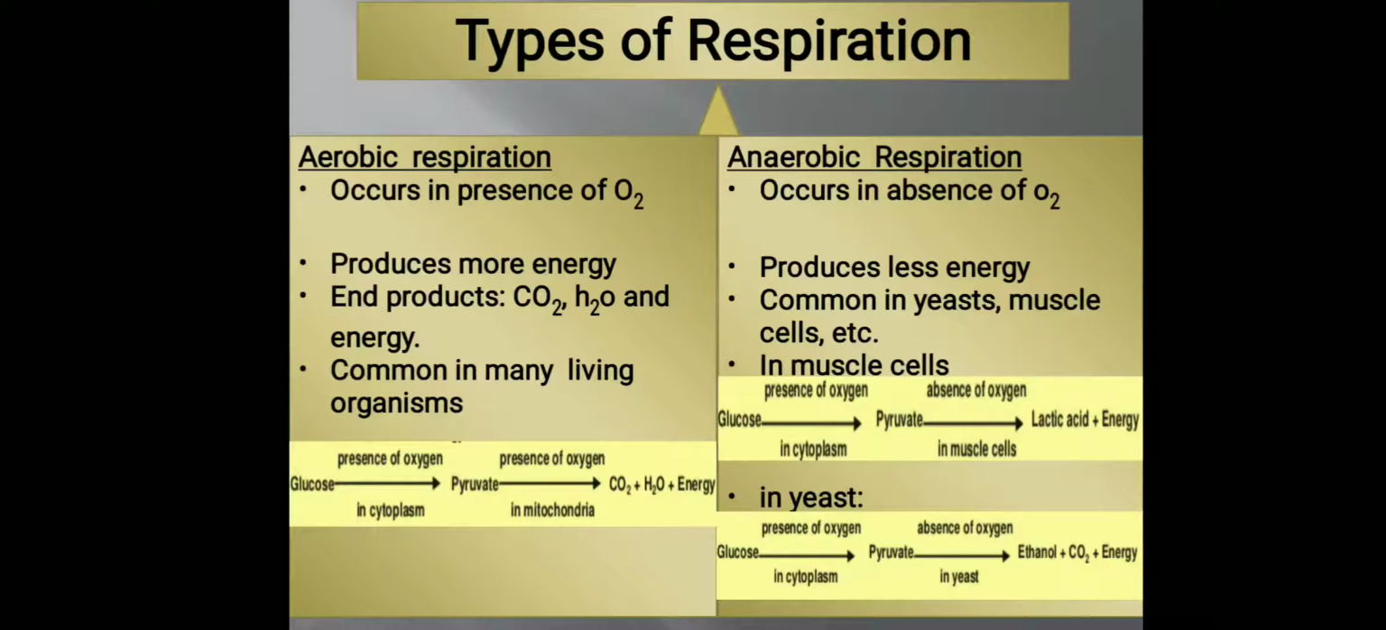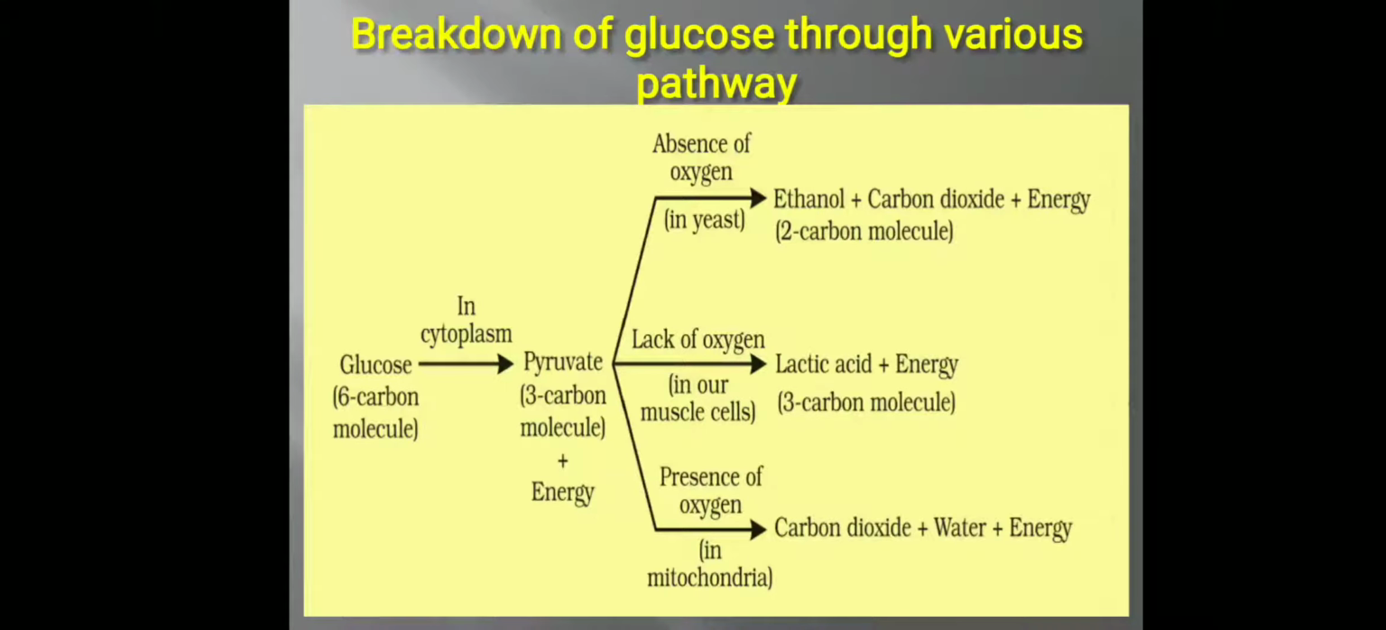In the summary of aerobic respiration, you can see that glucose is breaking down into pyruvate in the presence of oxygen in the cytoplasm. Later on, pyruvate is converted to carbon dioxide, water and energy, that too in the presence of oxygen, but in the mitochondria, right? So this slide is giving you a clear-cut observation regarding types of respiration, my dear students. Breakdown of glucose through various pathways. This is what happens exactly during respiration.